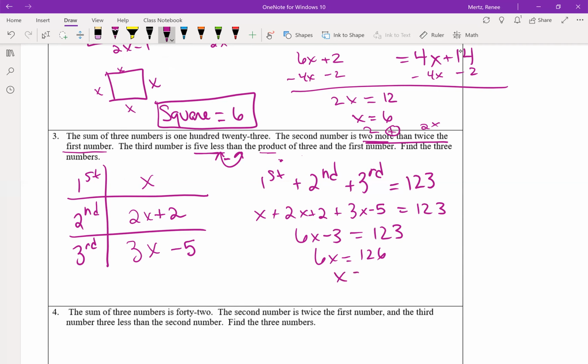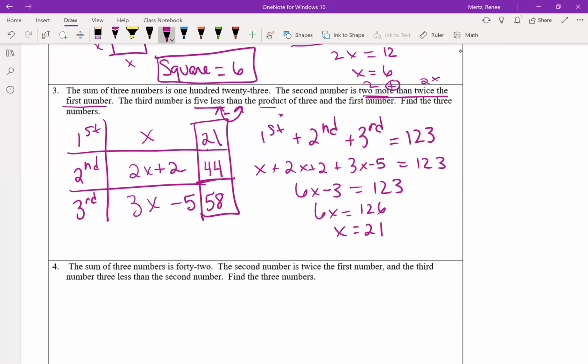x equals 21. They want all three numbers. I need an answer box for all three, so I need to figure out every value, and that's going to be my answer. So the first one's 21. The second one is 2 times 21 plus 2, which is 44. The third one is 3 times 21 minus 5, which is 58. If I want to do a quick check, which I love to be right, so why not do a check? 21 plus 44 plus 58 is 123. It sure does work.